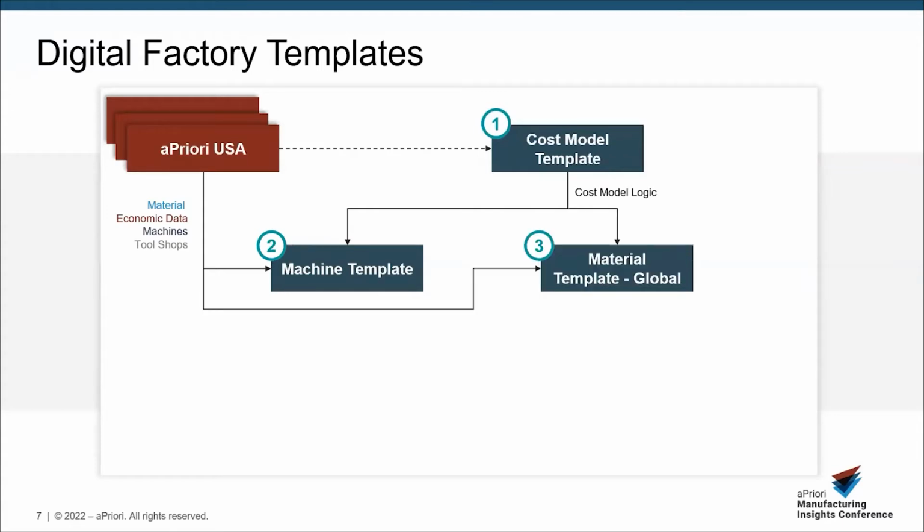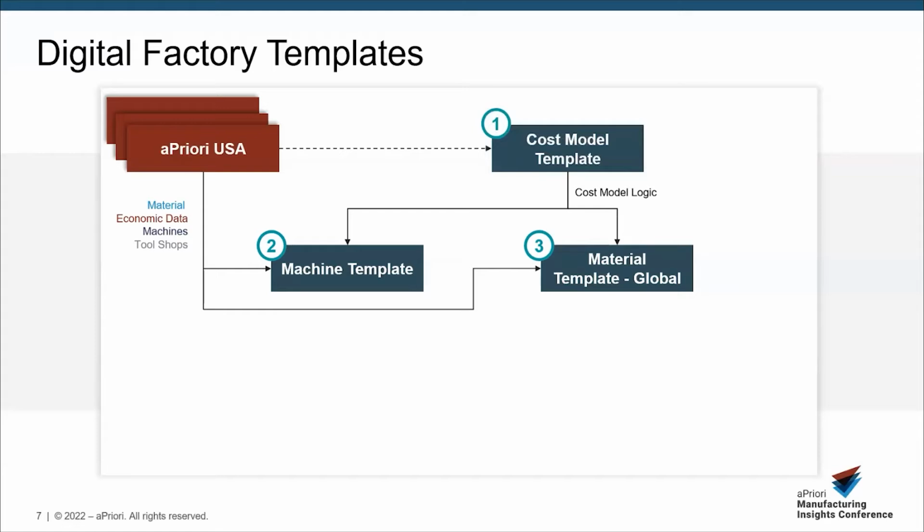The third template is a global material template. Similarly to the machine template, this will be an inherited digital factory that inherits the cost model logic from the cost model template and everything else from a baseline digital factory. This digital factory will house all material information, including material cost and properties. For materials, we do offer 3 regional material rates: Asia, Europe, and global. Therefore, it is important for the global material template that you set it up to inherit from one of the global regions, for example, aPriori USA.